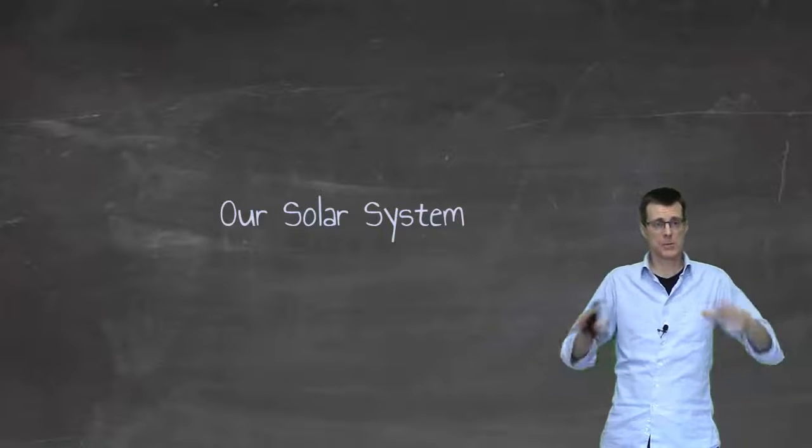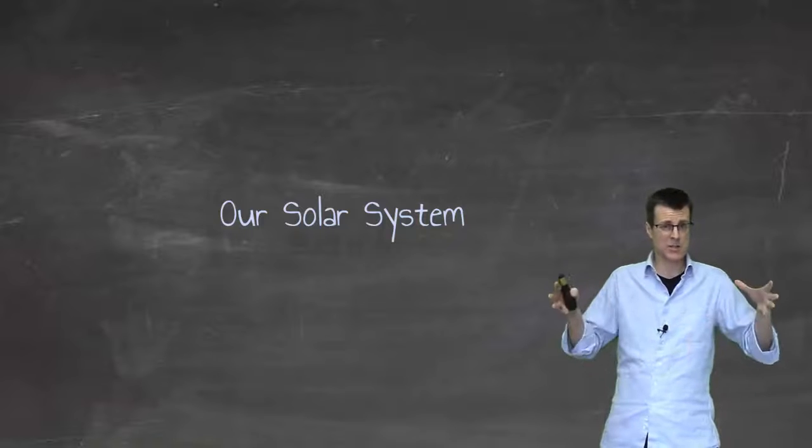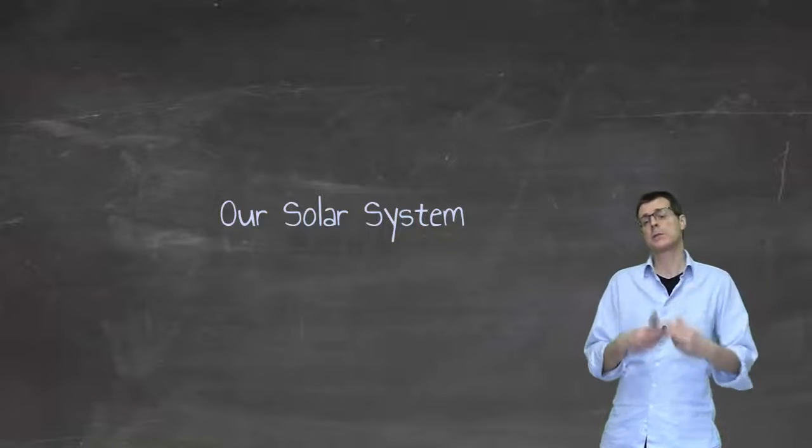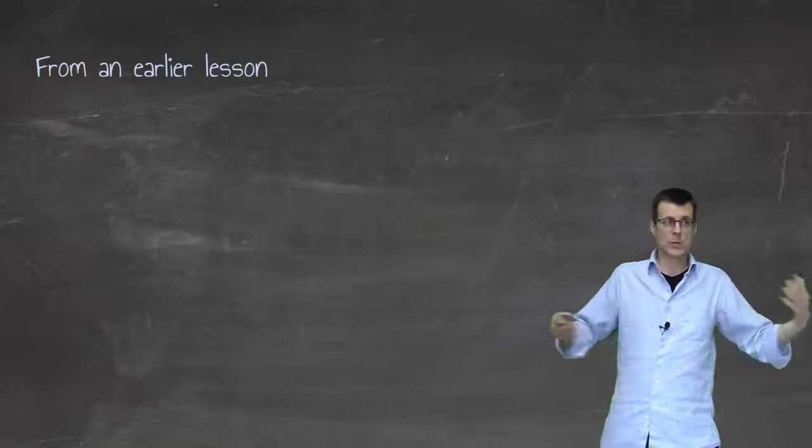I know that we've already talked about the solar system in some terms. We're going to dive into some of the details of the solar system and look at some of the individual planets and characteristics of those. So what do we know about our solar system already, or what have we done already?